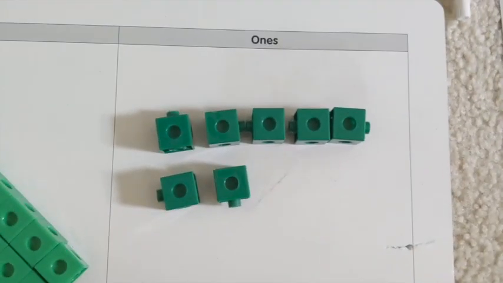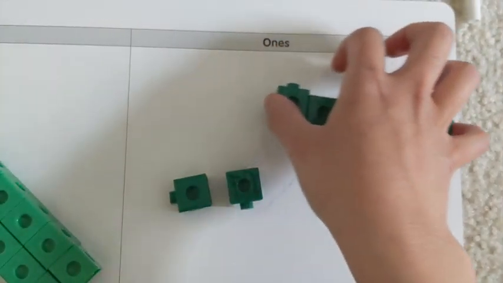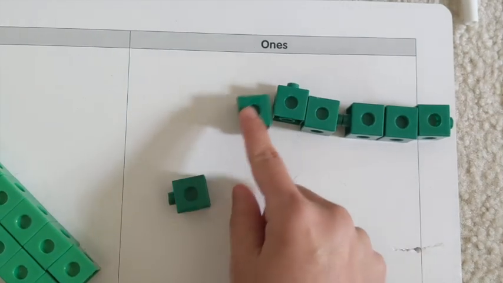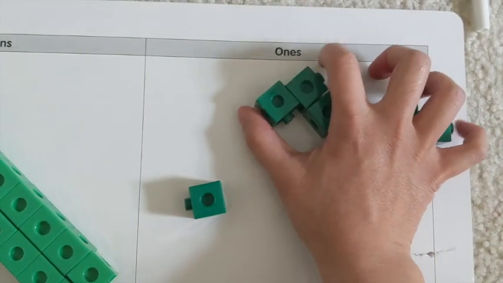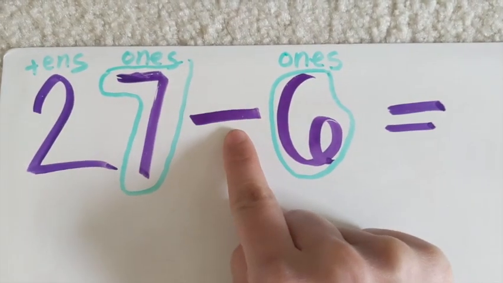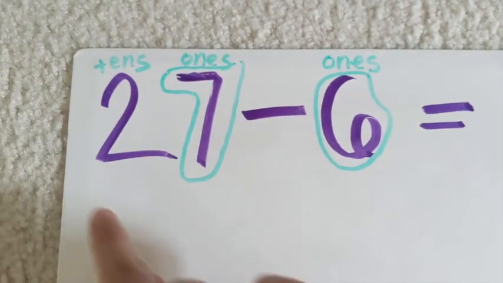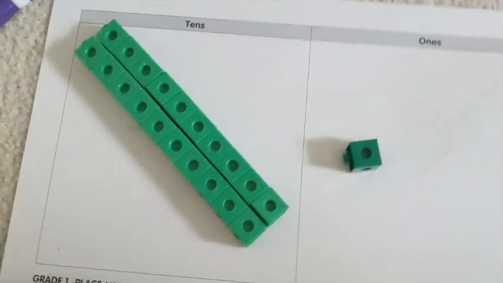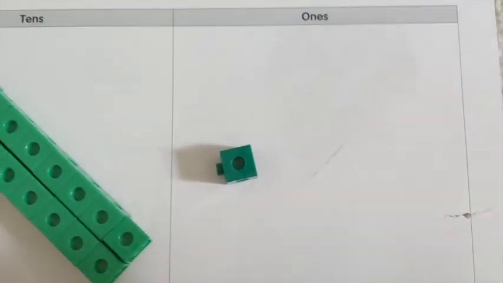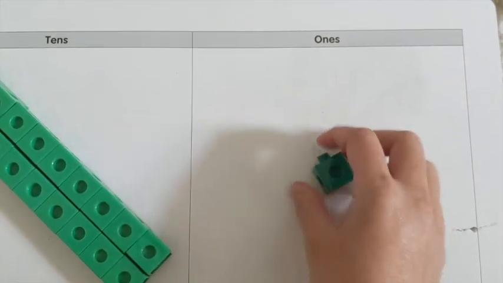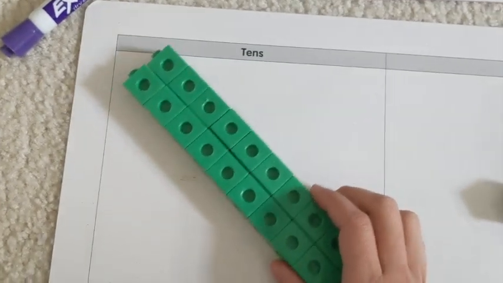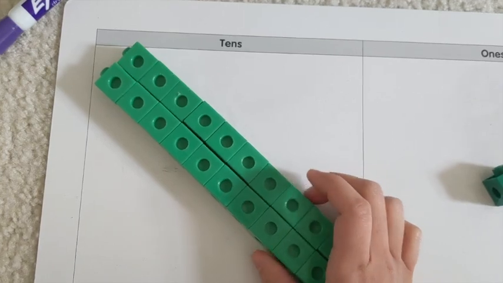Okay, so I need to take 6. So I'm going to take the top 5 and one more, which is 6. I'm going to take 6 away. And that's what that means. You're taking 6 away from this big number. So when I take 6 away, I end up with 1 ones. And I didn't take anything away from here, so I still have my 2 tens.